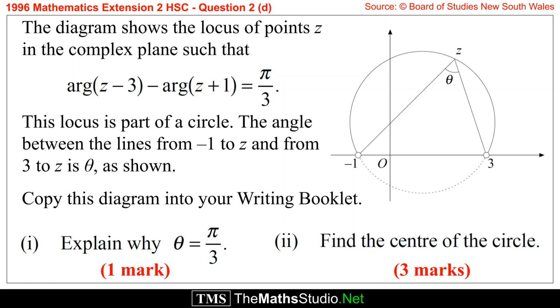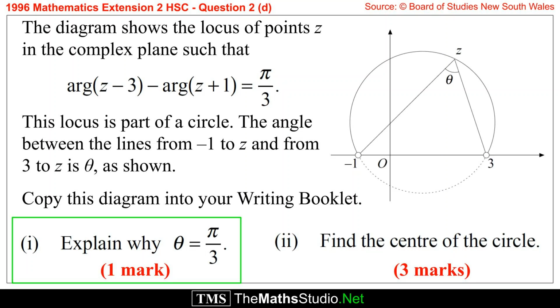Question 2, Part D. The diagram shows the locus of point Z in the complex plane such that arg(Z - 3) - arg(Z + 1) = π/3. This locus is part of a circle. The angle between the lines from -1 to Z and from 3 to Z is θ as shown. Copy this diagram into your writing booklet.